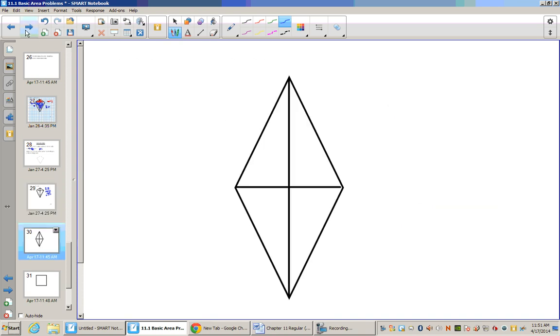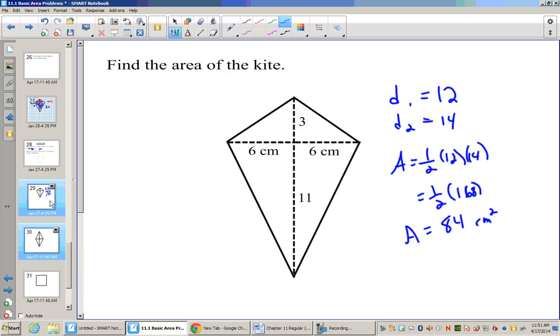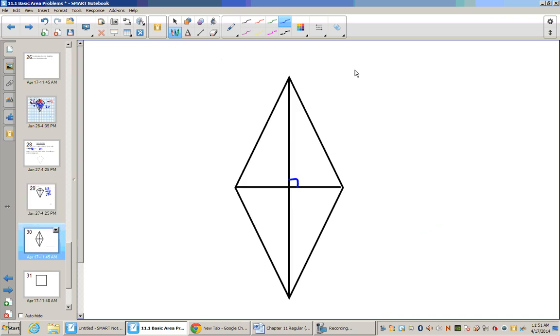Now it also works with a rhombus because a rhombus also meets at 90 degrees, just like this kite has diagonals that meet at 90 degrees. So really this formula is for any quadrilateral whose diagonals meet at 90 degrees.